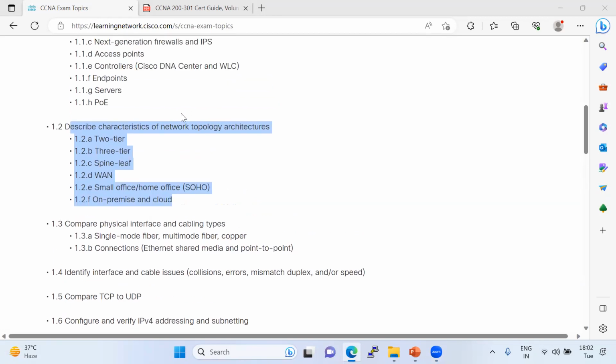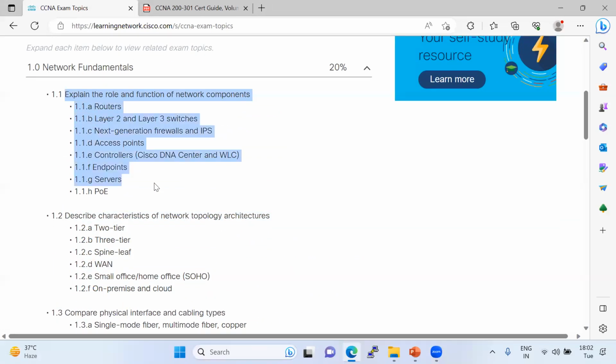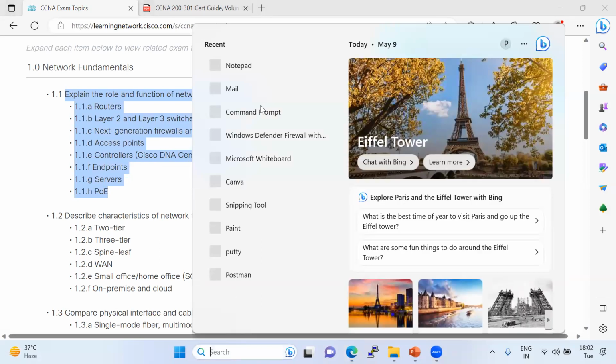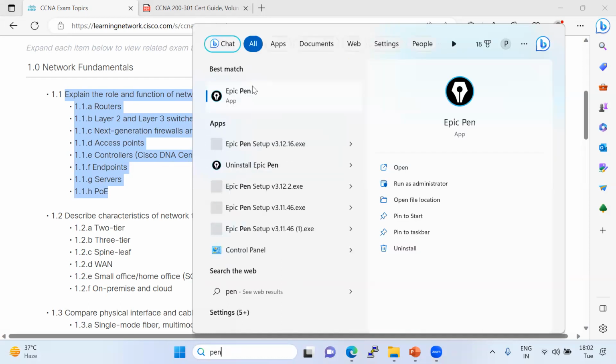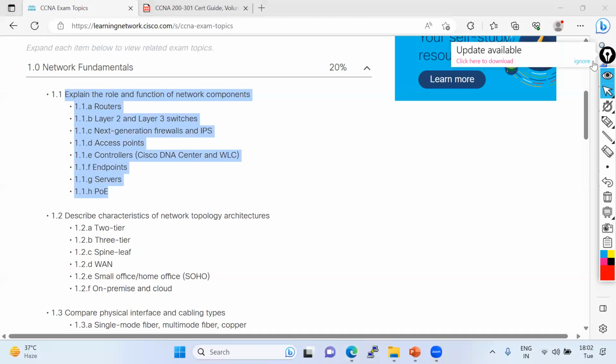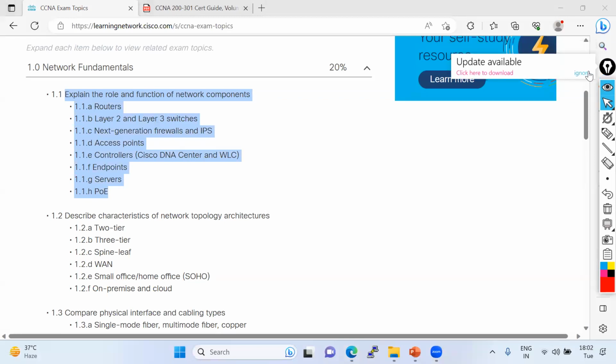Okay. So we discussed very basic things about the network components, right? What is the router? What is the switch? What is the layer 2 switch? What is the layer 3 switch? What is the next generation firewall? What is the access point? And also DNA Center, endpoints, servers, and power over Ethernet. So a lot of things we have already discussed in the previous class.